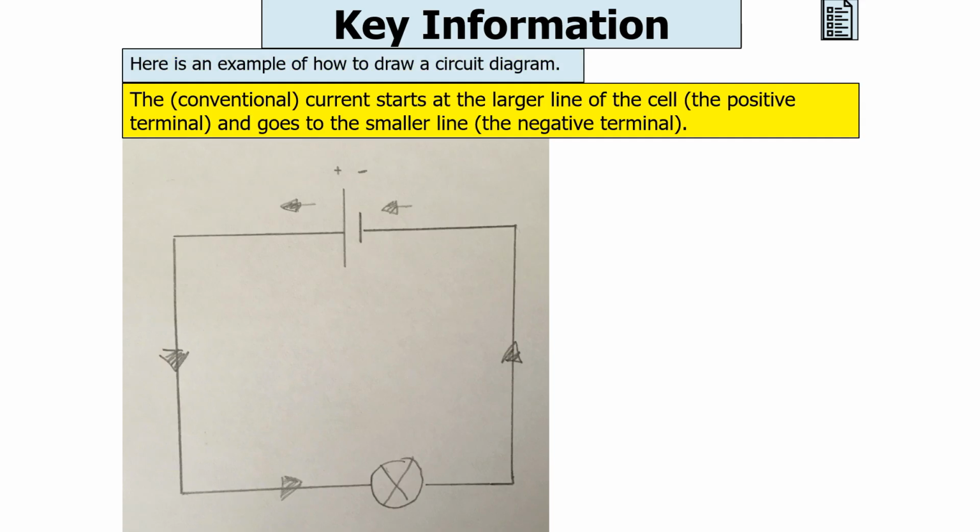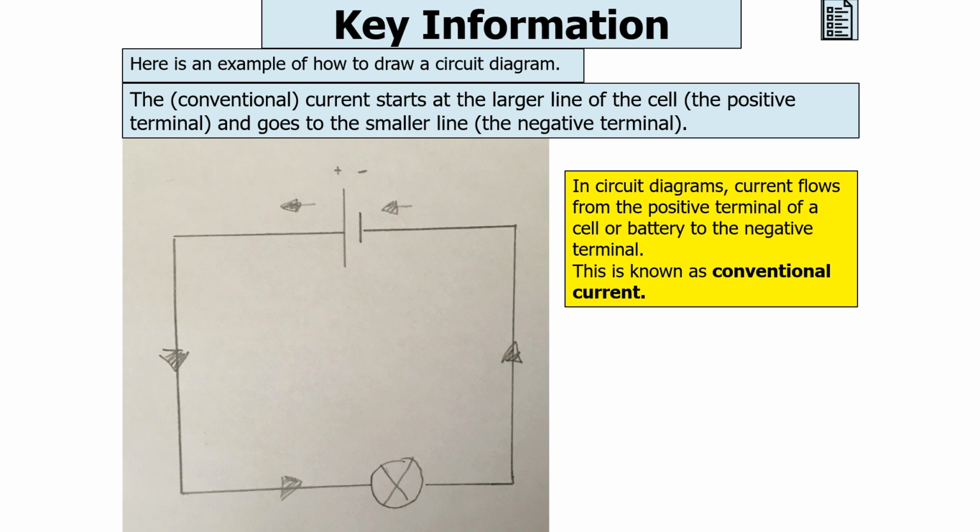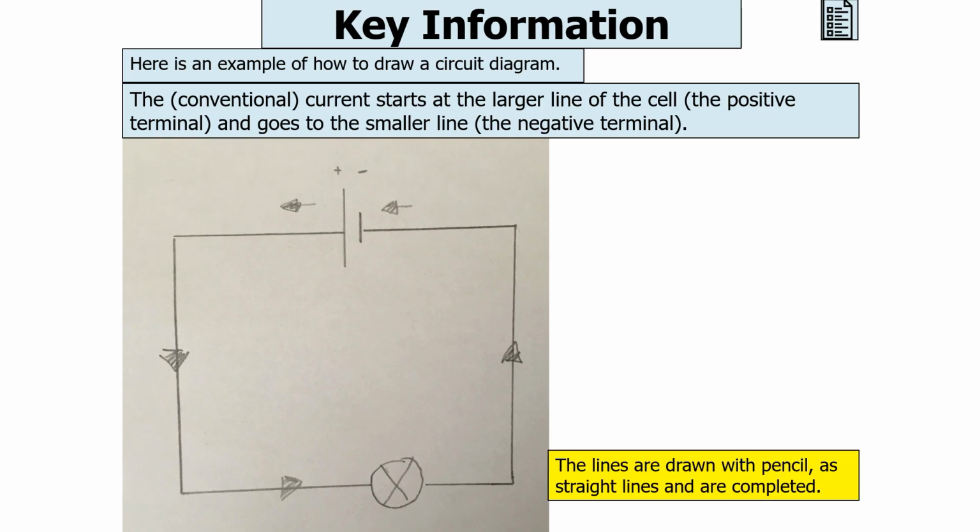Now the conventional current starts at the larger line of the cell, the positive terminal, and goes to the smaller line, the negative terminal. So as we said, going from the positive terminal to the negative terminal is known as the conventional current. Now you'll note that lines are drawn with pencil as straight lines and are completed.